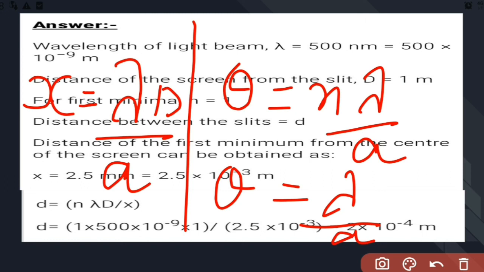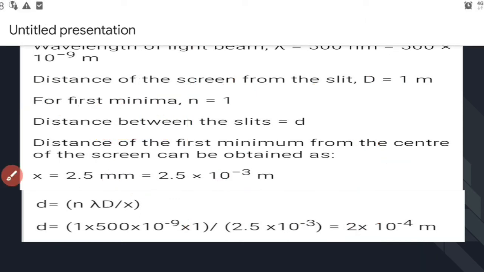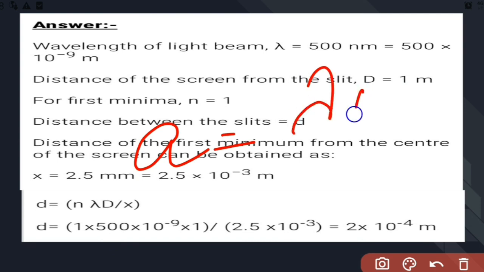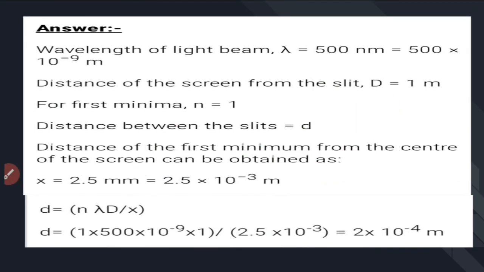What all things are given? Lambda is given, capital D is given, x also is given, and what we need to find is only this a. So a is equal to lambda D divided by x. You need to substitute only in this expression. In the slide it is written small d instead of a, but it is enough to use small a, because in the textbook we have used small a. So we have a is equal to lambda D by x. Substituting for lambda, D and x, we have the width of the slit to be 2 into 10 raised to minus 4 meter. That means it is actually 0.2 millimeter. With that, we conclude this session. Thank you.